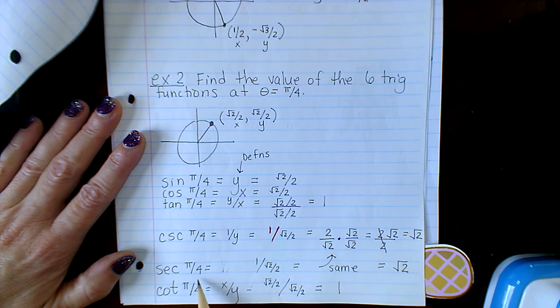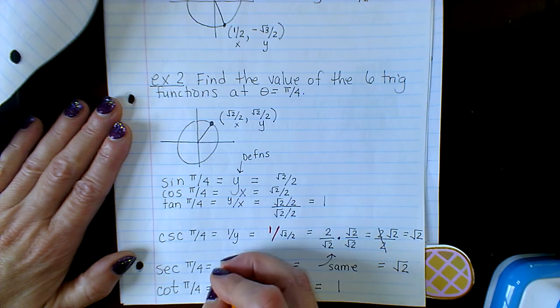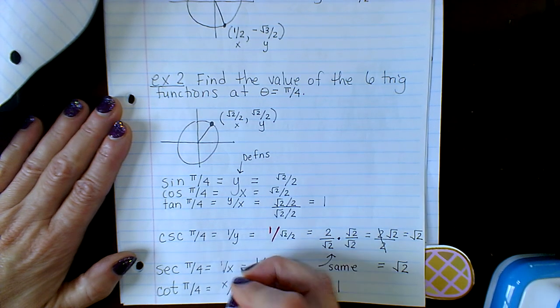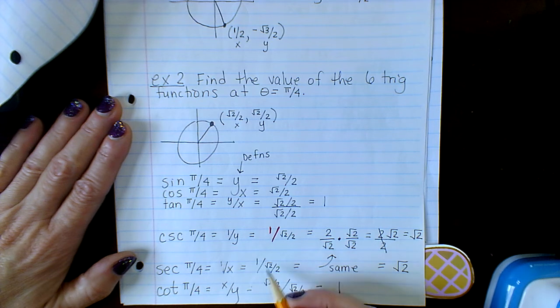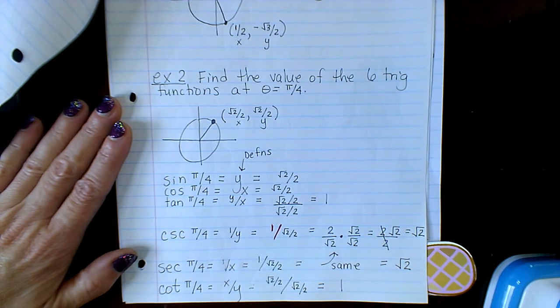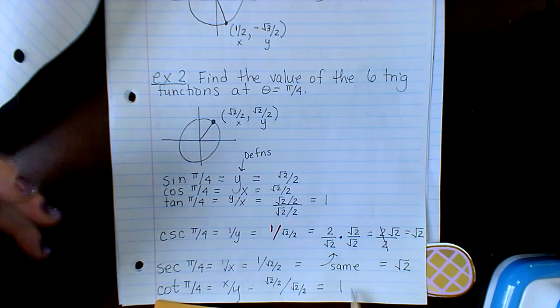For secant pi over 4, it's defined as being 1 over x. So it's just 1 over x, which is the exact same thing. Look, 1 over root 2 over 2. So what I did was I didn't go through all this again. I've already done this like 4 seconds ago. So it's going to be simplified to be the same thing, that root 2. Cotangent is x over y. And just like last time up here with the tangent, I get the same thing on the top and the bottom. So I get 1.